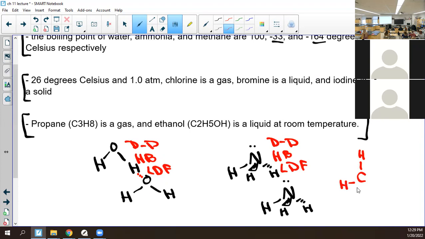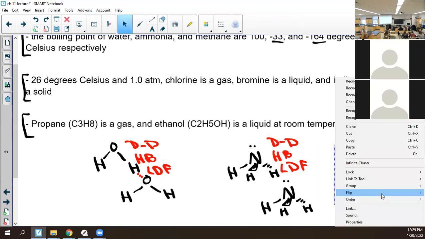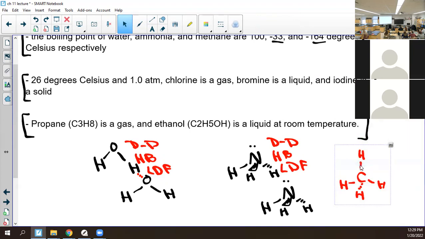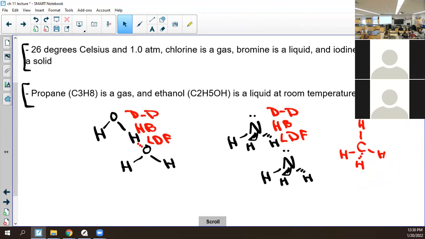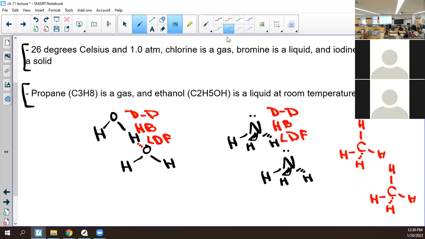Okay, I'm going to put an attraction right here, some dashes. You okay with that? Okay, in methane, is it polar? No. So are there dipoles? No. Is there hydrogen bonding? No. So there's only London dispersion forces.